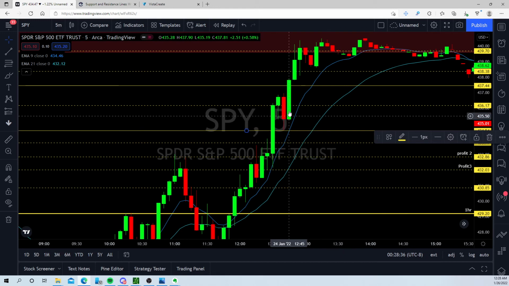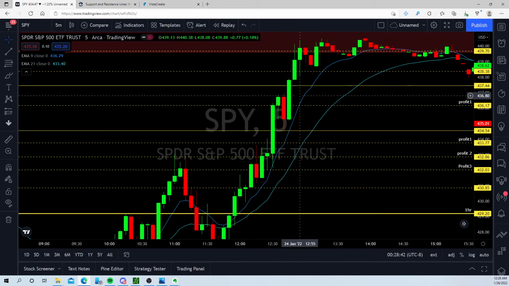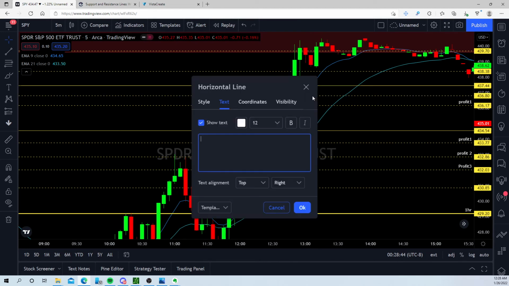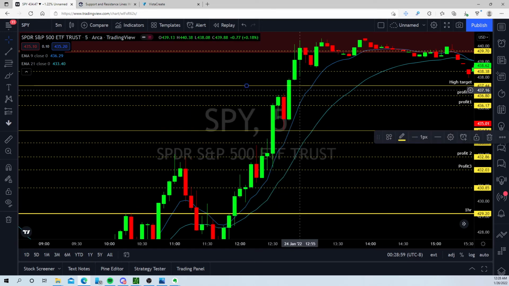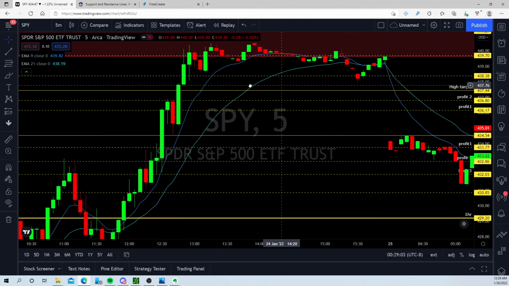Same thing, it broke up here, profit 1 for the upside, profit 2, we find more levels, profit 2 here, profit 2, and our ending target. This will be the high target. Why? Because it's a daily and it could either break or not break, but it broke, so look what happened. Keep going up.